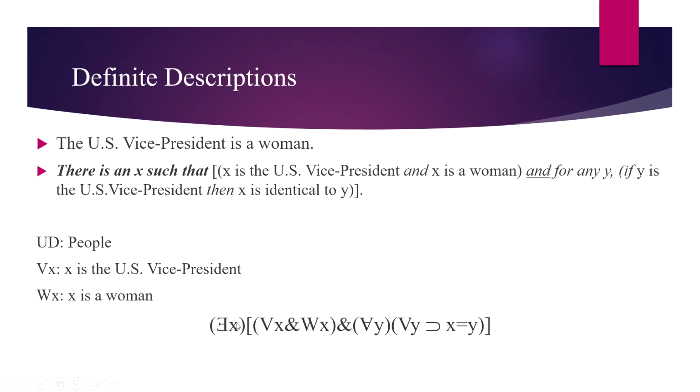We have there exists an X such that X is the US Vice President and X is a woman. And for anything in the universe of discourse, if for any Y in the universe of discourse, if Y is the US Vice President, then X is identical to Y. So this says there is a US Vice President that is a woman, and this says there is only one US Vice President, and it's this woman.